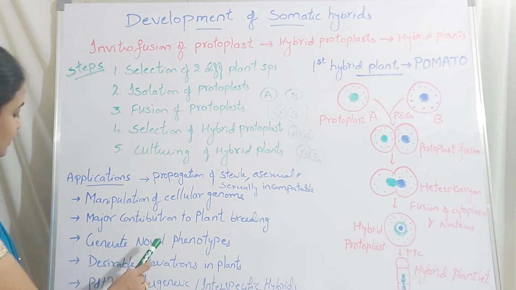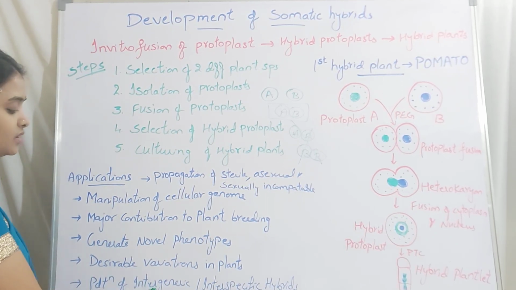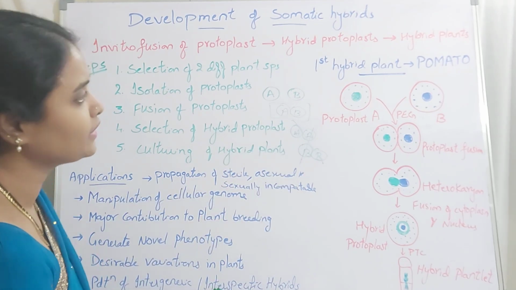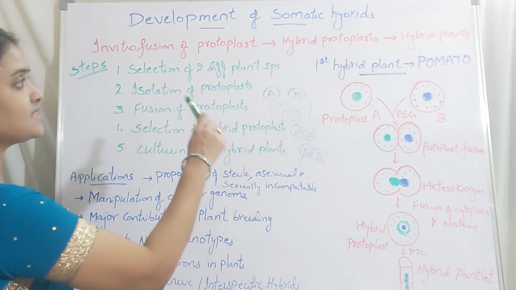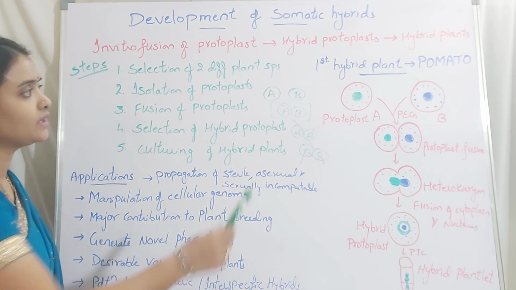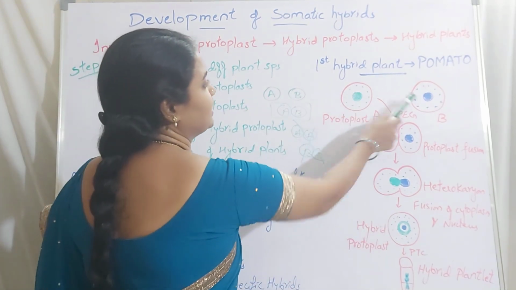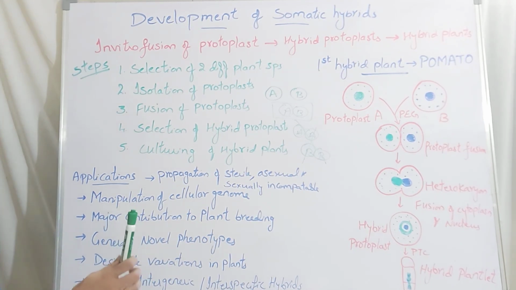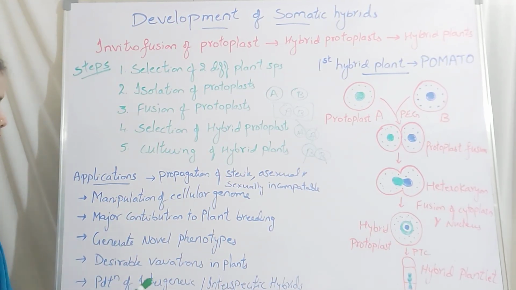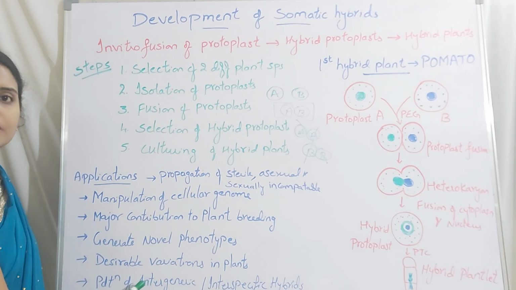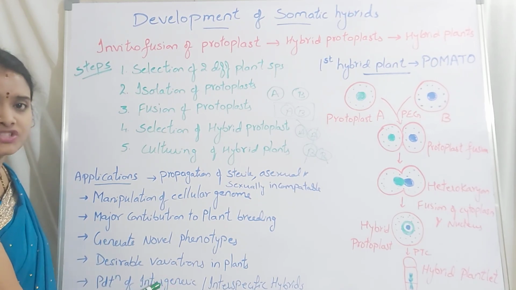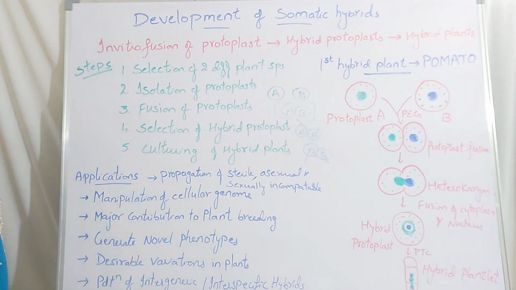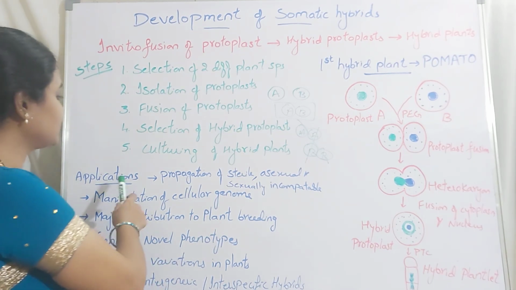Right? Then next one is production of intergeneric and interspecific hybrids. As I told, the tomato, right? So here as they are sexually incompatible, I can produce a hybrid with both the characters. Or I can say I can produce a hybrid plant between two different plants of different genera or two different plants of two different plant species. Right? So these are the applications.